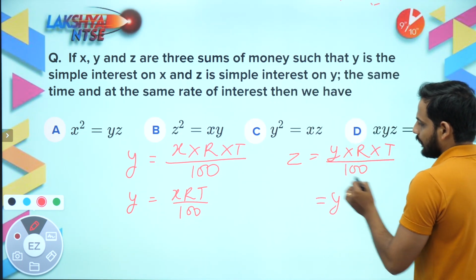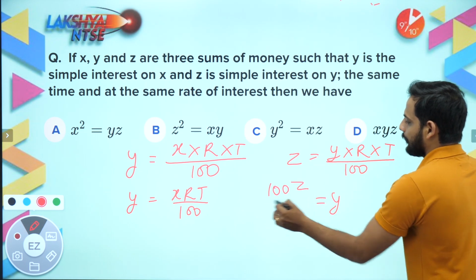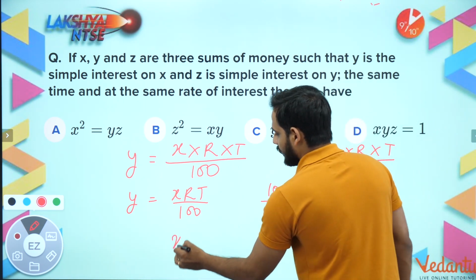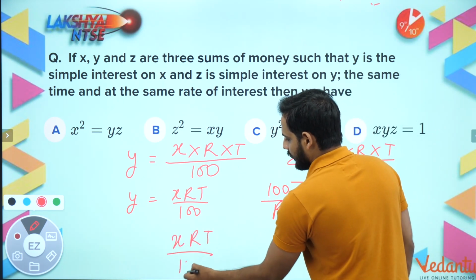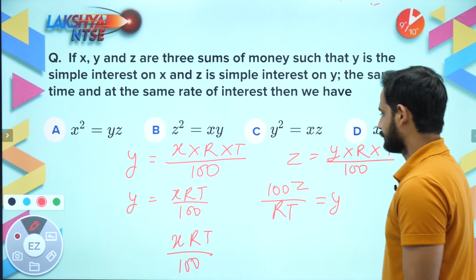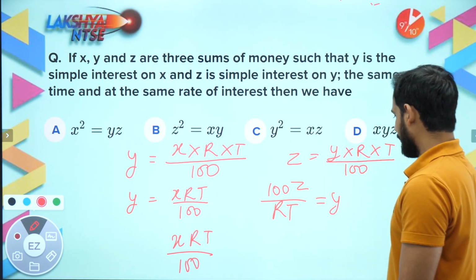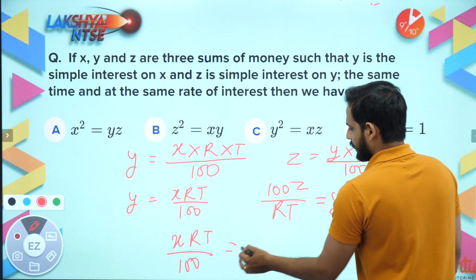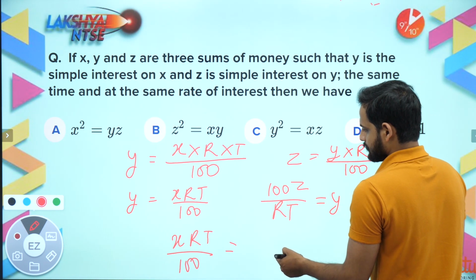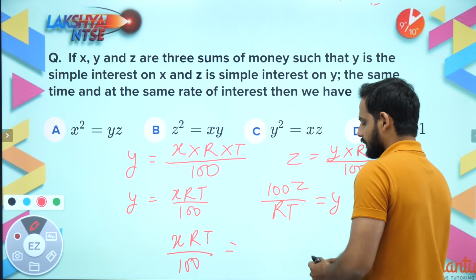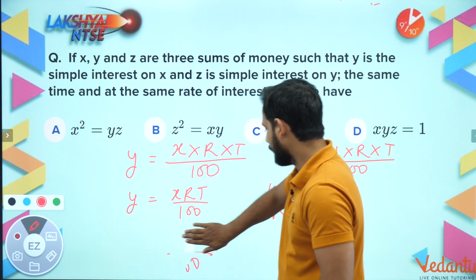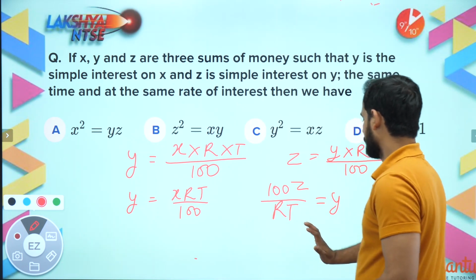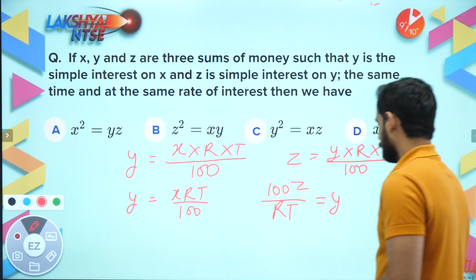So can you get an equation in Y? Yes sir, Y is equal to 100Z upon RT. Both are the values of Y, equate them. So you can say XRT by 100 is equal to... but then Y will be eliminated, right? Let's see what will happen. This will further complicate it because I want X, Y and Z all in my answer.